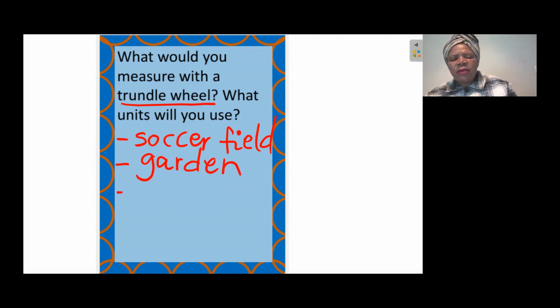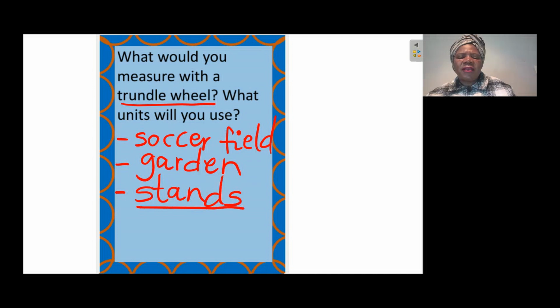We have also seen some stands being measured using a trundle wheel. Stands, right? Where houses are built, you can use a trundle wheel. And you can also add some of your own. What would you measure using a trundle wheel? The distance has to be reasonable.